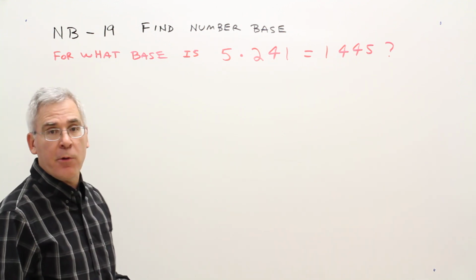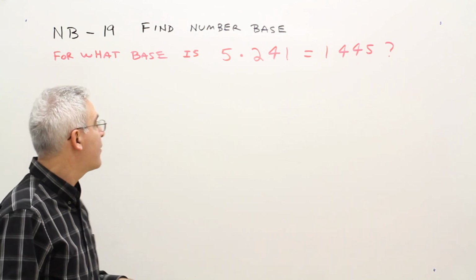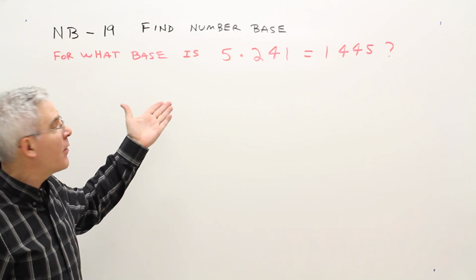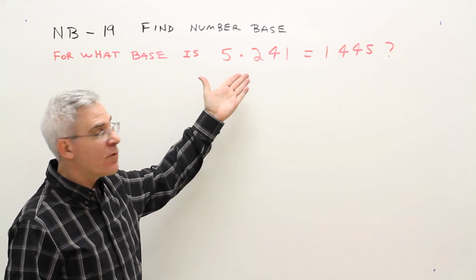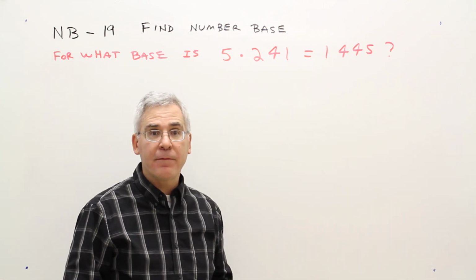Welcome to video NB19, find the number base. So here's the problem. For what base is 5 times 241 equal to 1445?